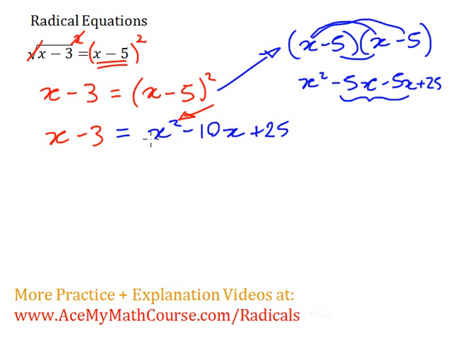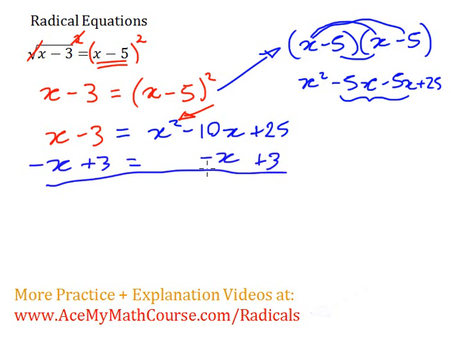Great. Now, we have ended up with an x squared over here, and that means we should probably make one of the sides of the equation equal to 0. So what I'll do is subtract the x from both sides, and add a 3 to both sides of the equation. So these cancel out. x minus x is just 0. Negative 3 plus 3 is 0. So we get 0 equals x squared minus 11x, because negative 10 minus 1, there's a hidden 1 right here, is negative 11x. And 25 plus 3 is 28.